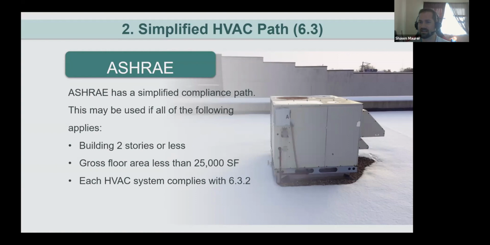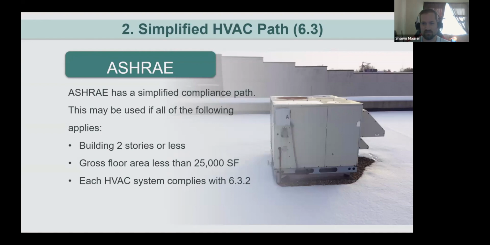Something else included in ASHRAE is a simplified HVAC performance path, which Ryan indicated in the HVAC flow chart that we looked at a couple slides ago. It's again a specific use case situation. The building has to be 2 stories or less above grade, has a gross floor area of less than 25,000 square feet, and each HVAC system does need to comply with a subsection of the ASHRAE code, section 6.3.2.